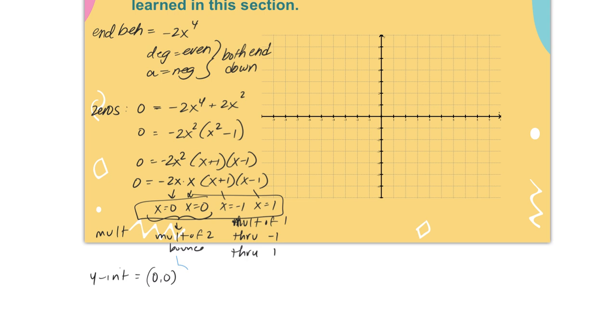So when I go to graph this, I'm going to look at my zeros. I'm going to go through 0, 0, right? I'm going to go through negative 1, and I'm going to go through positive 1. My y-intercept is my origin, okay? And I know that both ends are going to go down. So I know this is going to go down, and this is going to go down. Now, again, it's the middle behavior that I'm not real sure of what's happening.